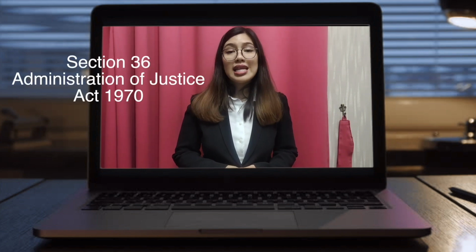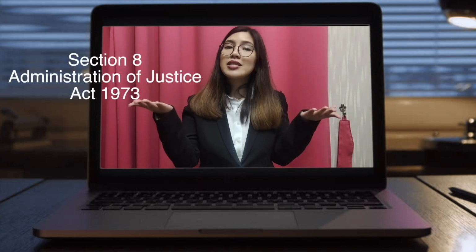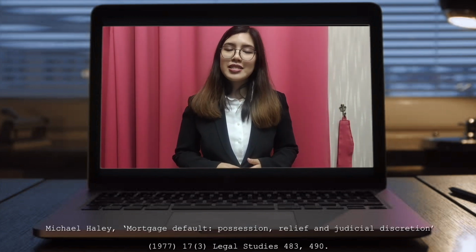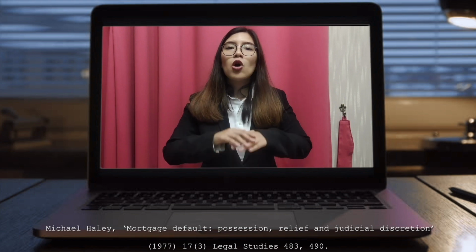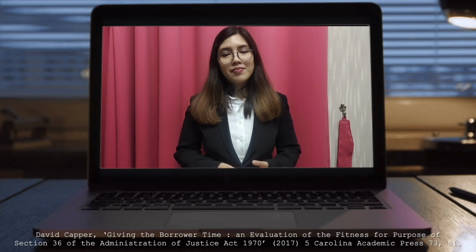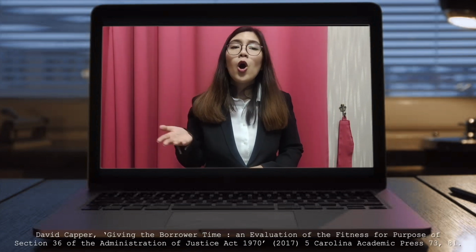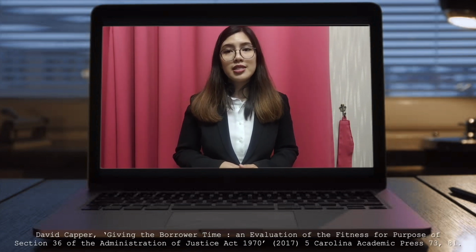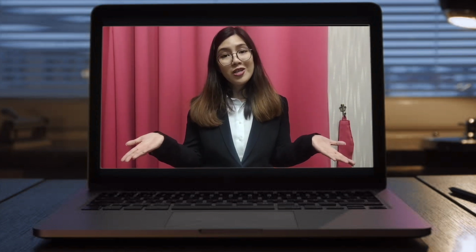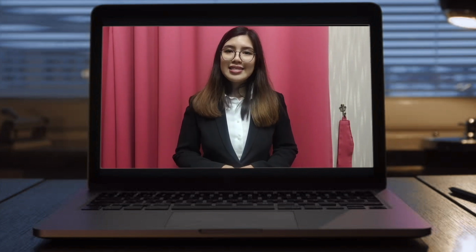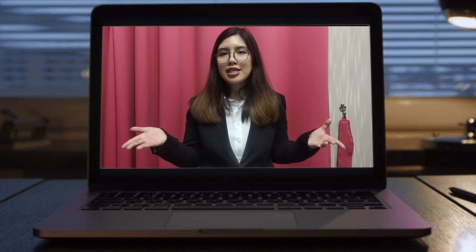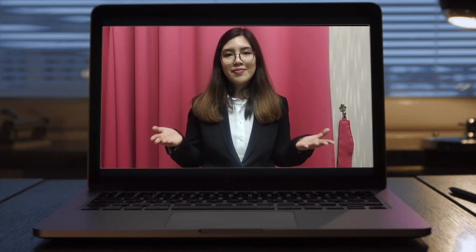Section 36 was later amended by Section 8 of the Administration of Justice Act 1973. Through the amendment, an earlier limitation, where default clauses rendered the whole capital sum payable when arrears arose, was removed. With Section 8 now in the picture, only the arrears had to be paid within a reasonable time and not the entire mortgage debt, providing more relief to mortgagors. Nevertheless, the mortgagor's protection under Section 36 is subject to some limitations under common law.